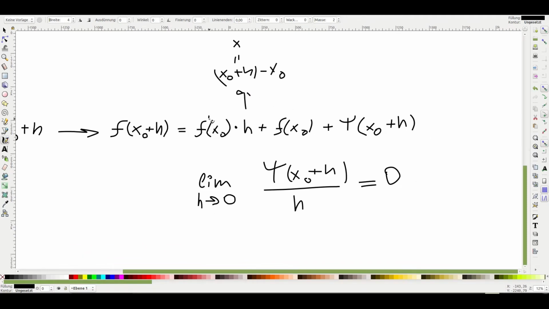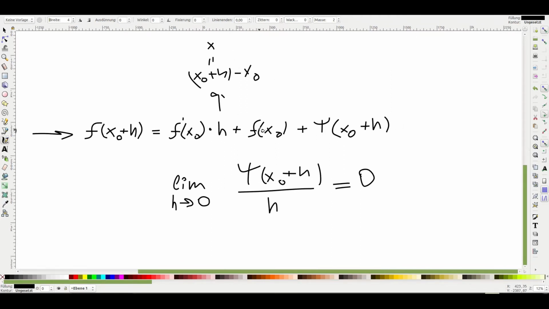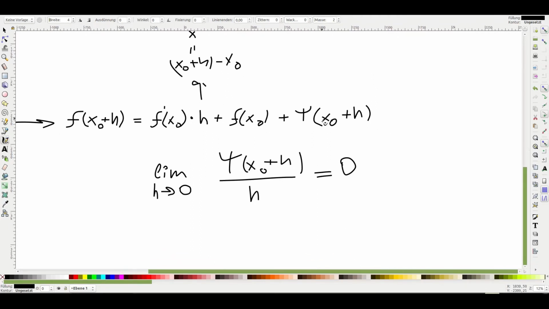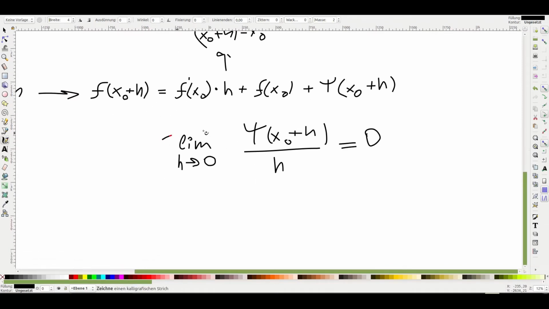This will change the function the following way: we get f of x0 plus h equals the first derivative of f at x0 times h plus f of x0 plus psi of x0 plus h, where the limit as h goes towards 0 of psi of x0 plus h is equal to 0.